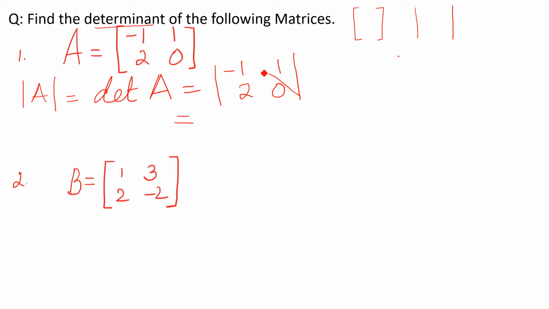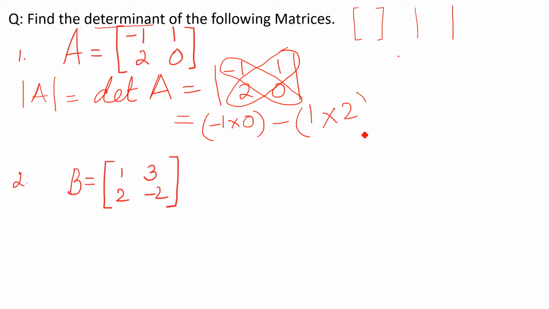Very easy. You have to multiply the diagonal entries, this one first. -1 multiplied by 0 is 0. And then you have to use the negative sign, and then we multiply 1 by 2, like this. So it will be 0 - 2, right? So the determinant of A is equal to -2.